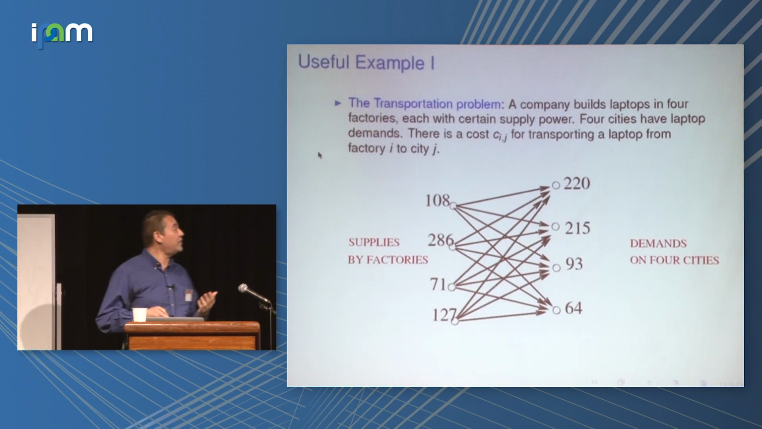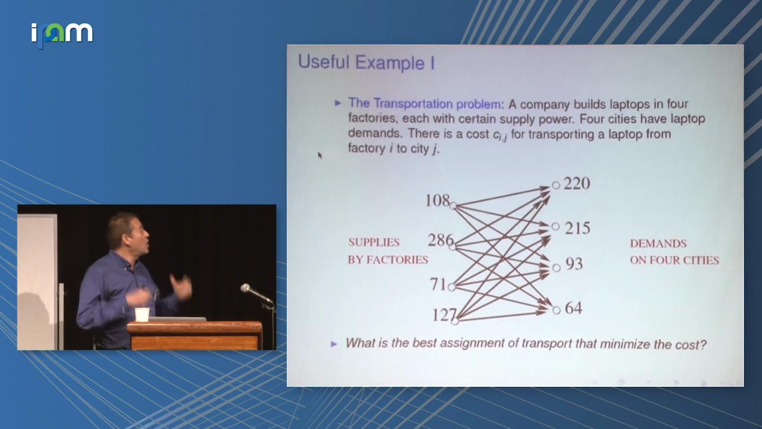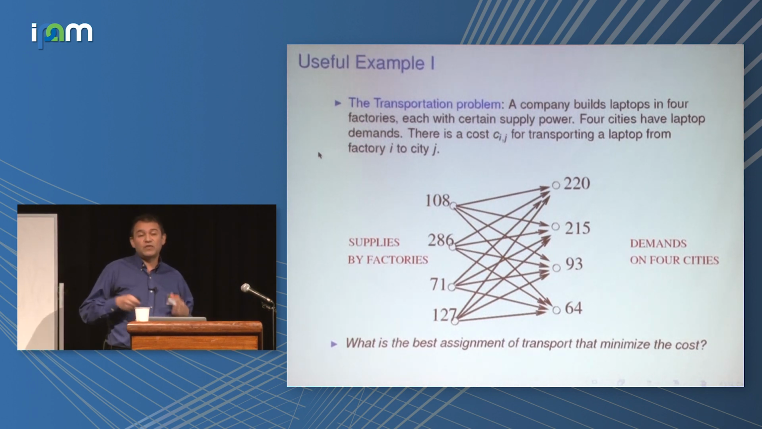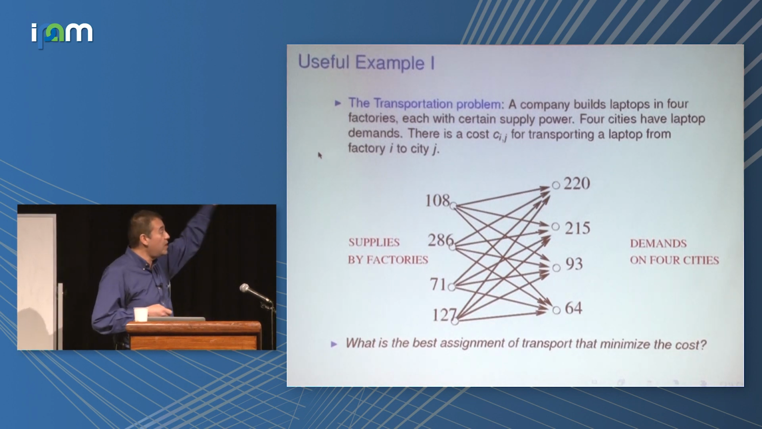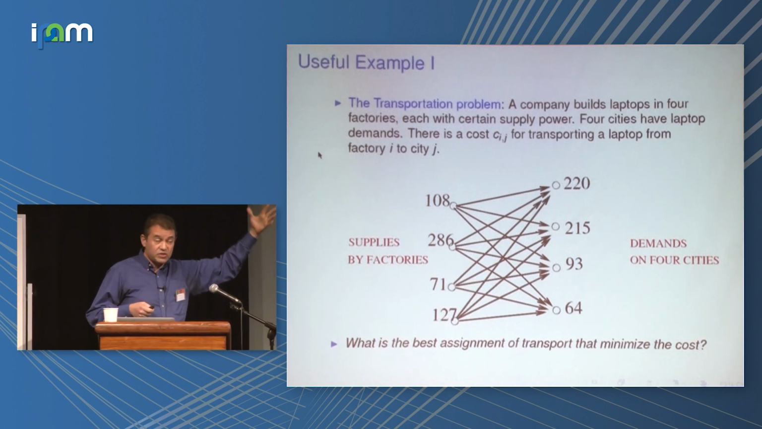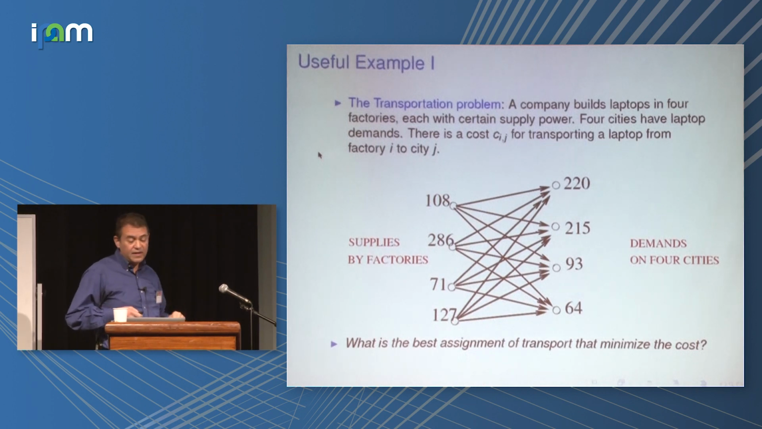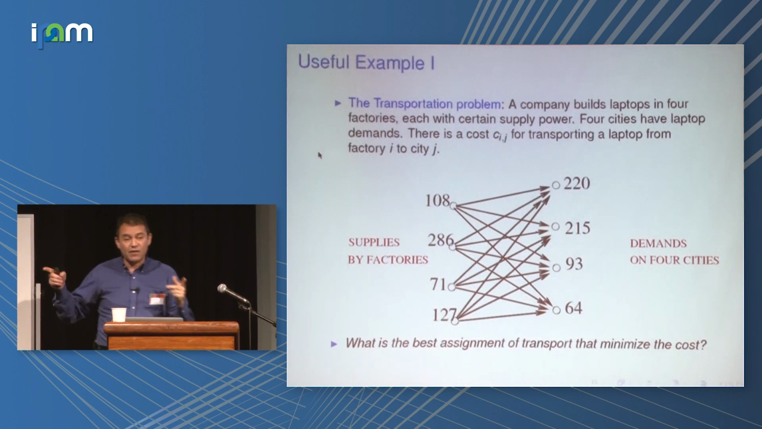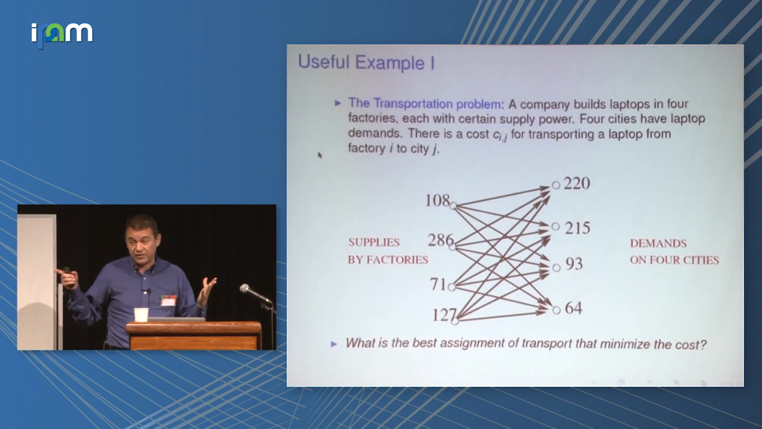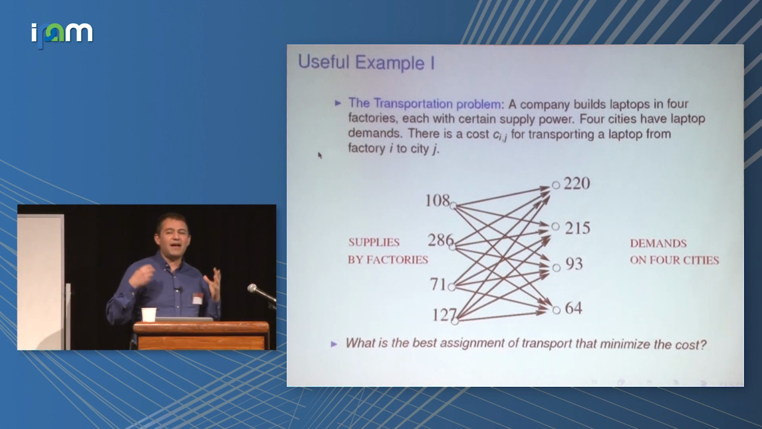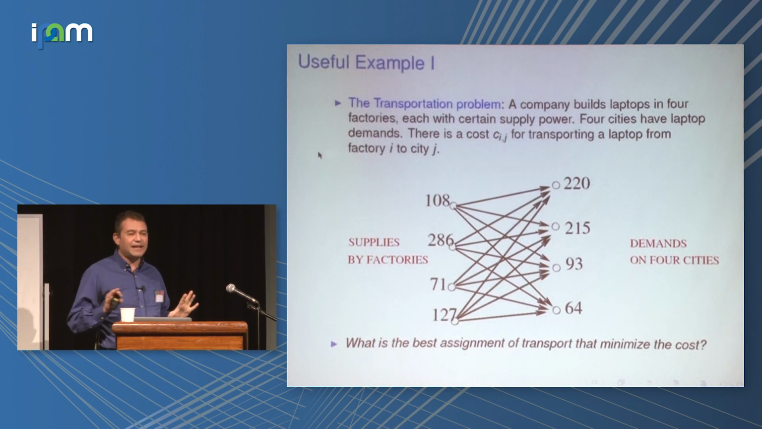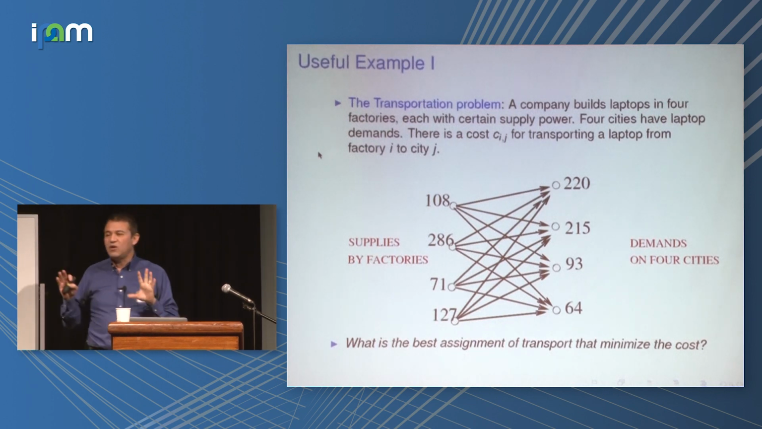So the thing that you have to consider then is a very natural question: what is the best assignment of transportation that you can do to minimize the cost? The cost in this case will be the sum of the cost of the assignments you gave. So maybe you decide not to use one of these arrows, but that's OK. That will be cost 0. Is the problem clear?